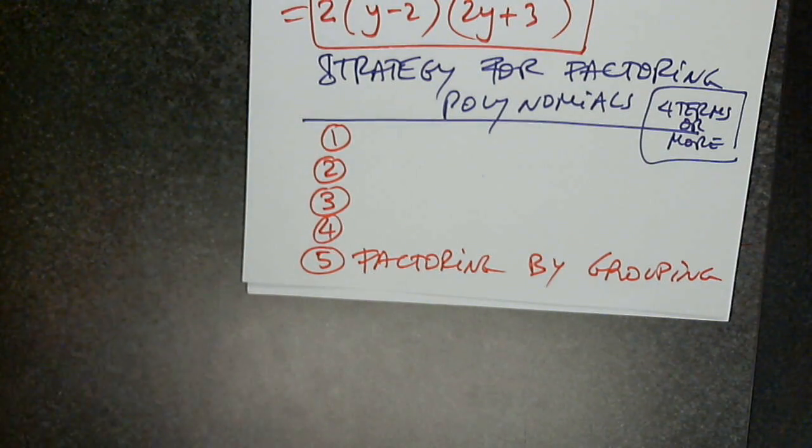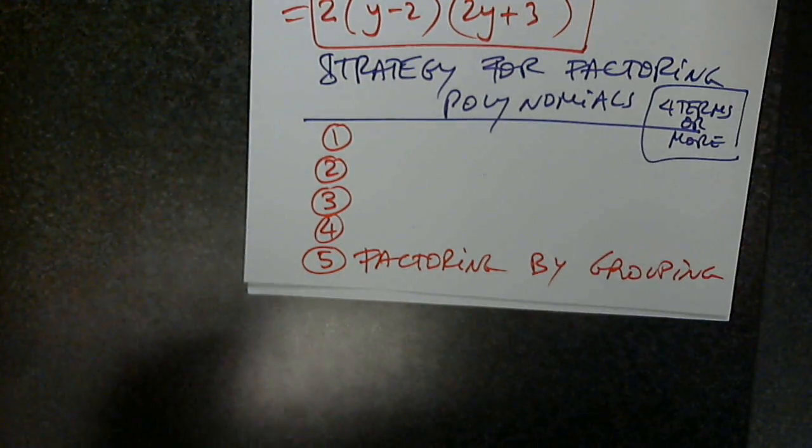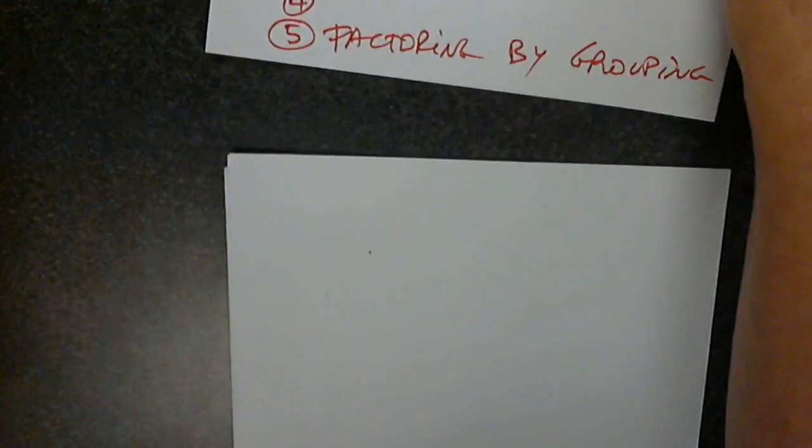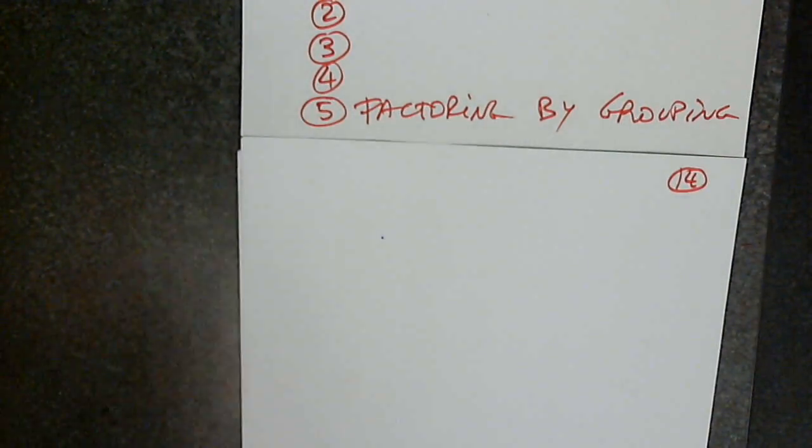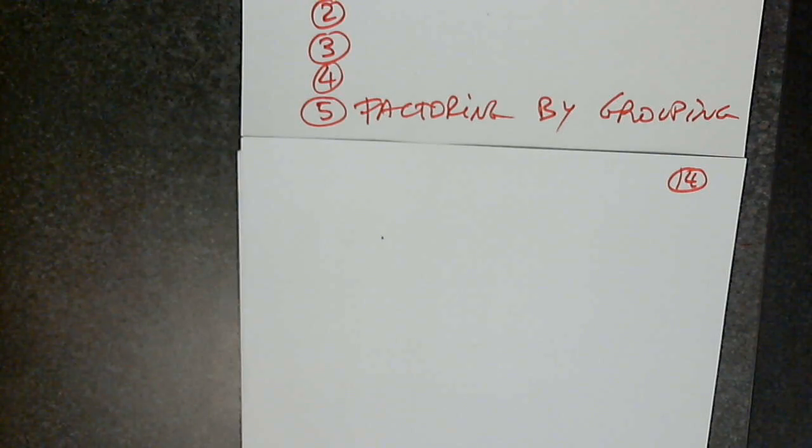There's nothing else. No special products, nothing. Nothing. This is the easiest. You should always hope for 4 terms or more. Or more is questionable. 4 terms. Okay.